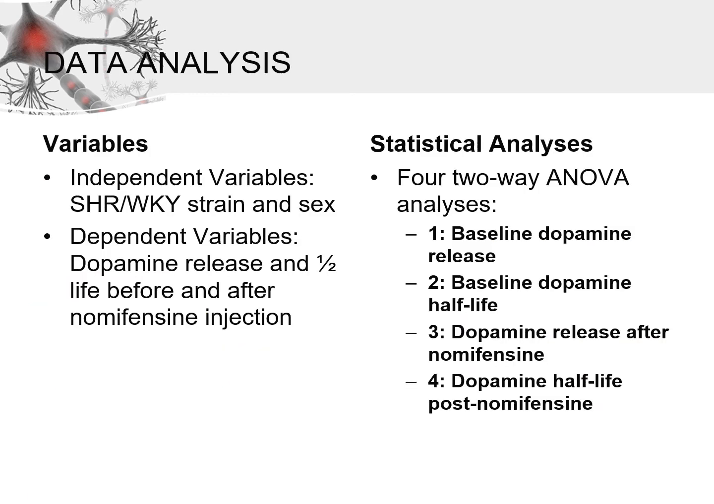The independent variables for this experiment are the strain, SHR and WKY, and also sex. The dependent variables are dopamine release and half-life before nomifensine injection and dopamine release and half-life after nomifensine injection. 4 two-way ANOVA tests will be used to analyze the data. The first will analyze the relationships between sex and strain on baseline dopamine release. The second will analyze the relationships between sex and strain on baseline dopamine half-life. And then the final two will analyze relationships between sex and strain on percent change in dopamine release and then percent change in dopamine half-life after nomifensine injections.